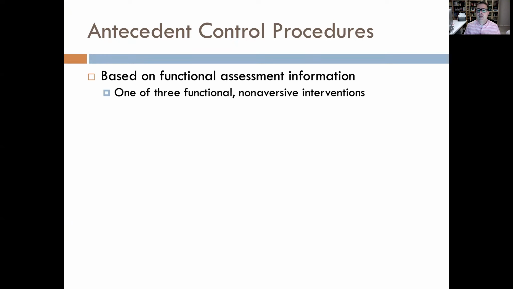And it's one of the three non-aversive interventions. So we talked about extinction, then we talked about differential reinforcement and all different kinds of differential reinforcement, DRA, and then its subtypes, DRI and FCT, DRO, and DRL. And antecedent control or antecedent manipulation is another kind of non-aversive intervention.